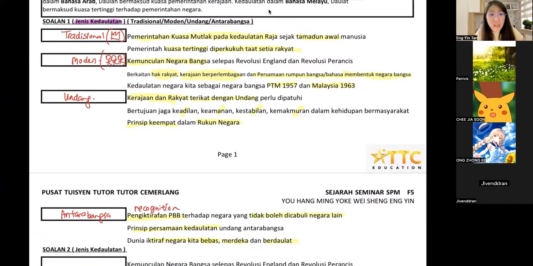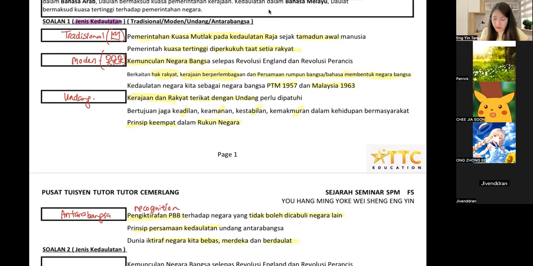Now, let me teach you how to use this nota to do revision at home. Okay, let's say some of you are very pro. I know some students here are very smart. So let's say you're very confident with this chapter.